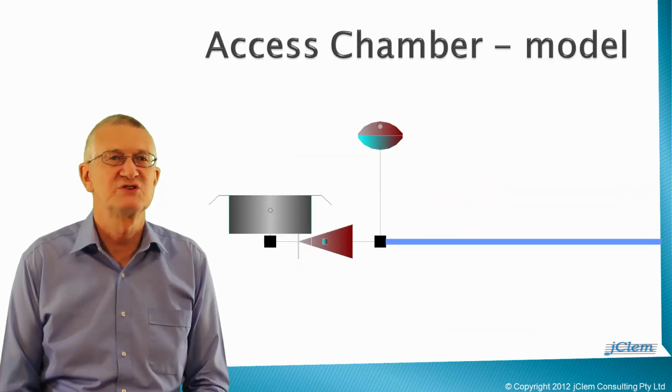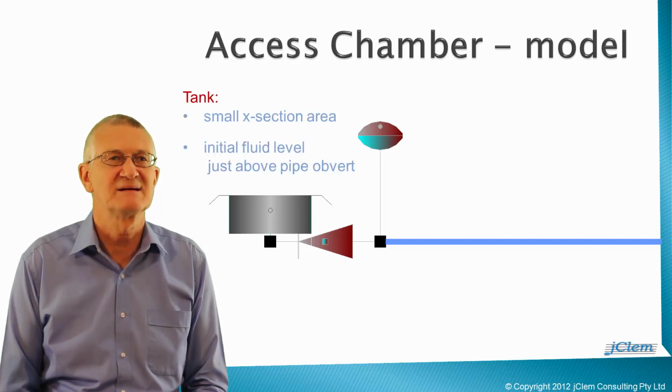The recommended sewer access chamber model consists of 3 elements. 1. A tank. Again, its sole purpose is to define the initial steady-state fluid level. A level slightly above the pipe obvert is suitable. A small tank cross-sectional area can be used, representing the actual dimensions of the chamber.